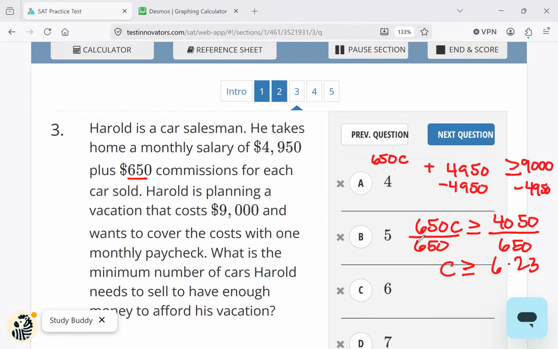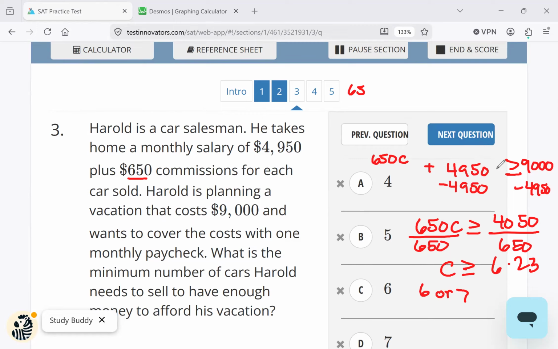Okay, so obviously you can't have 6.2 cars, right? So it's either 6 or 7, right? We can only use whole cars. So let's plug in 6. If it's greater than or equal to 9,000, then we can use 6. And if it's not, then we'll use 7.